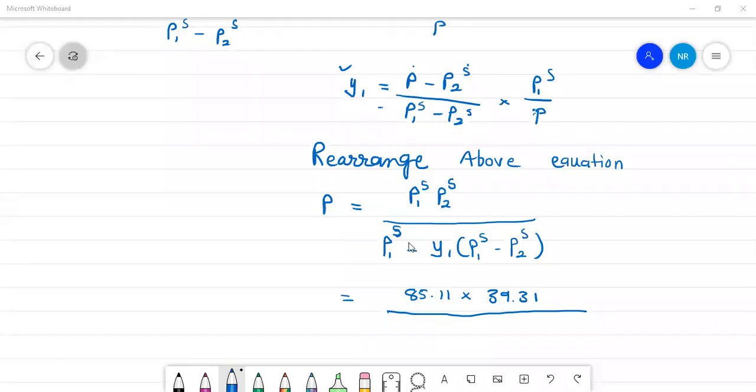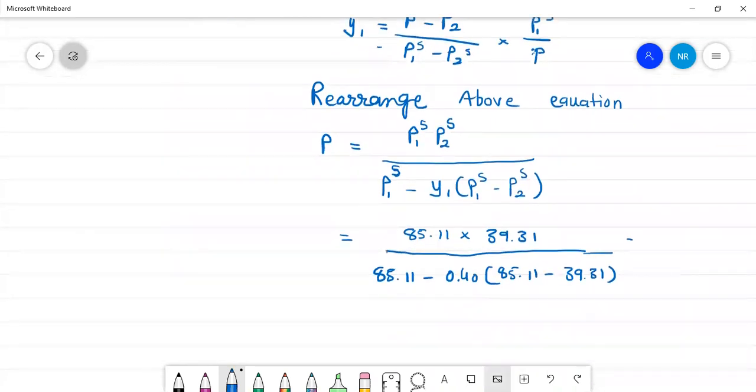So it's 85.11 multiplied by 39.34. So P1 saturation is 85.11 minus 0.40, 85.11 minus 39.31. Can you solve this one and give me the answer for the total pressure? Students, can you do it in your calculation? Can you give the answer?